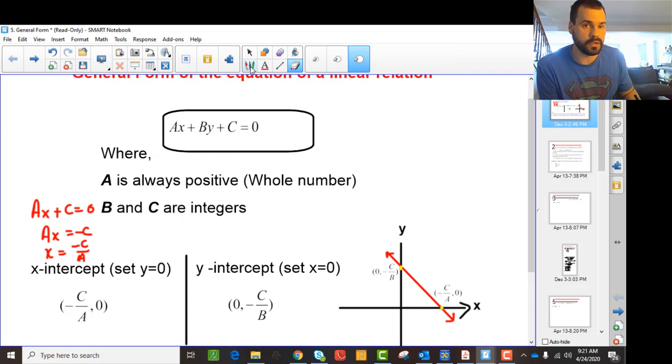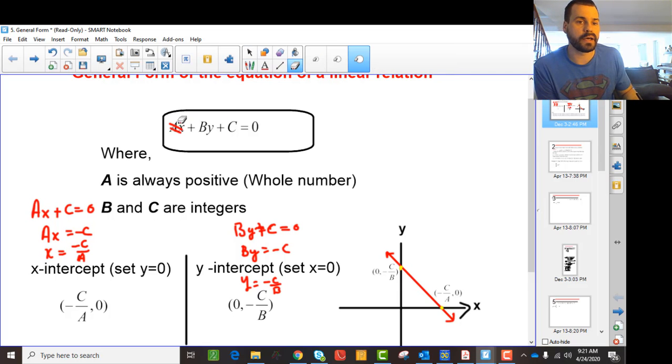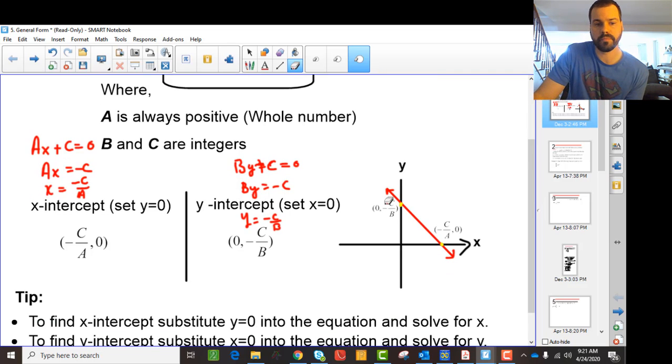Now, if we do it for the y-intercept, we let x be 0, so that term goes away, and we're left with By + C = 0. So that means that By is equal to minus C, and so y is minus C over B. So we can get our y and x intercepts very quickly from this form. And because we only need 2 points to draw the graph, once we have the x and y-intercepts, we can draw the graph. Pretty simple.